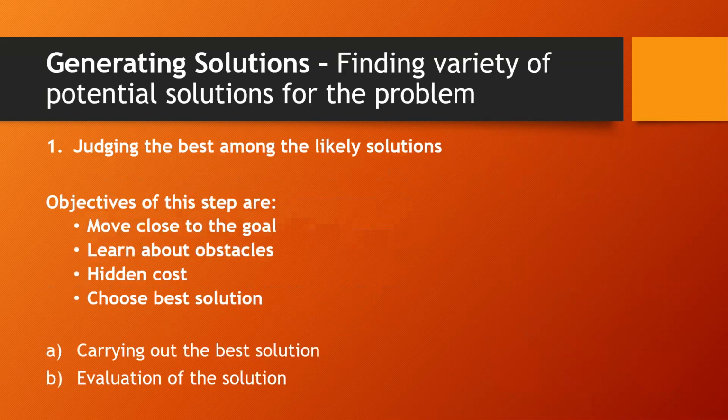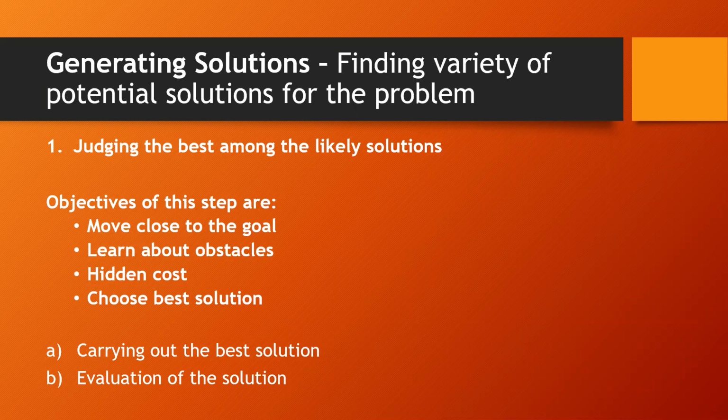The second is generating solutions, which means finding a variety of potential solutions for the problem. In that, you see that there are certain problems where the solutions are very simple and easy to find, whereas for certain problems, the solutions are very difficult to find. One can use their past experience sometimes to solve a problem, your present resources, and thinking critically about the problem. What is critical thinking? A deep thinking, analyzing the problem. And there are certain other strategies which can also be used to solve problems.